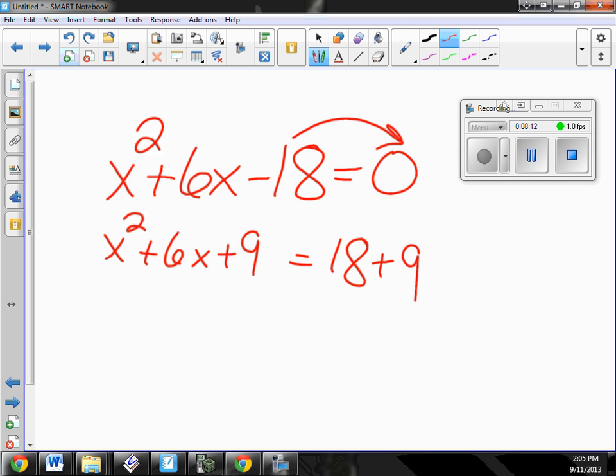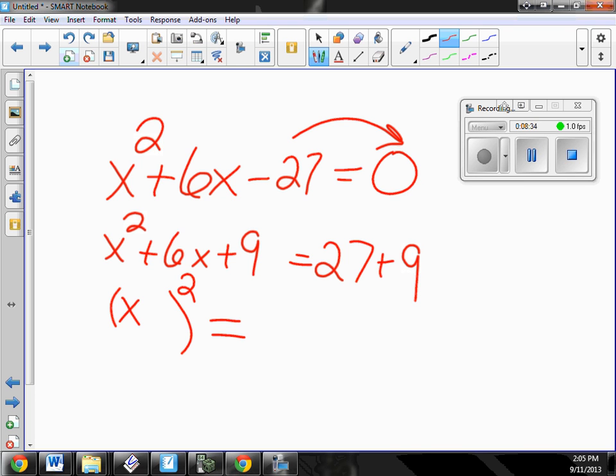Oh boy, that's not going to work. Wait a minute. Yeah, 18 is not going to work. How about 27? Okay. What is my perfect square this time? What goes in here? It's always half of the middle term. So it's plus 3. And this is 36.